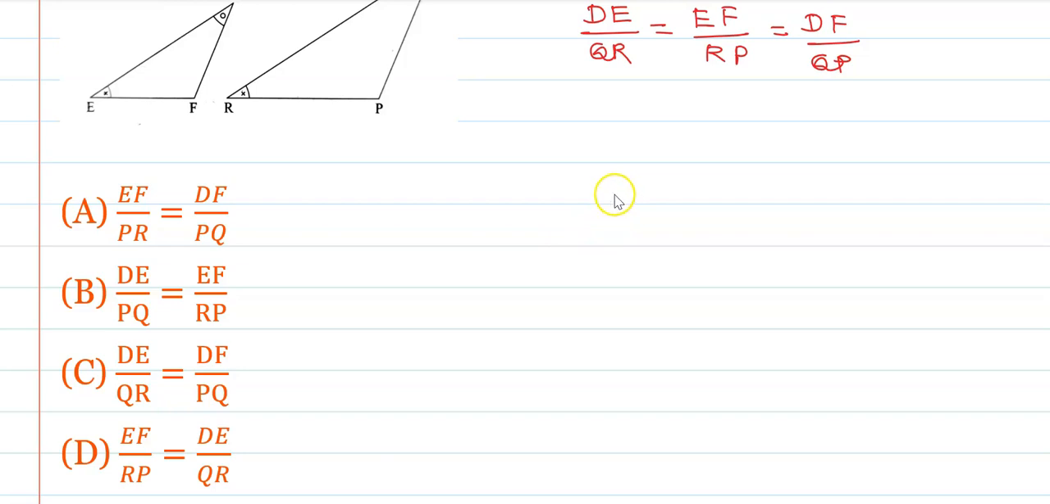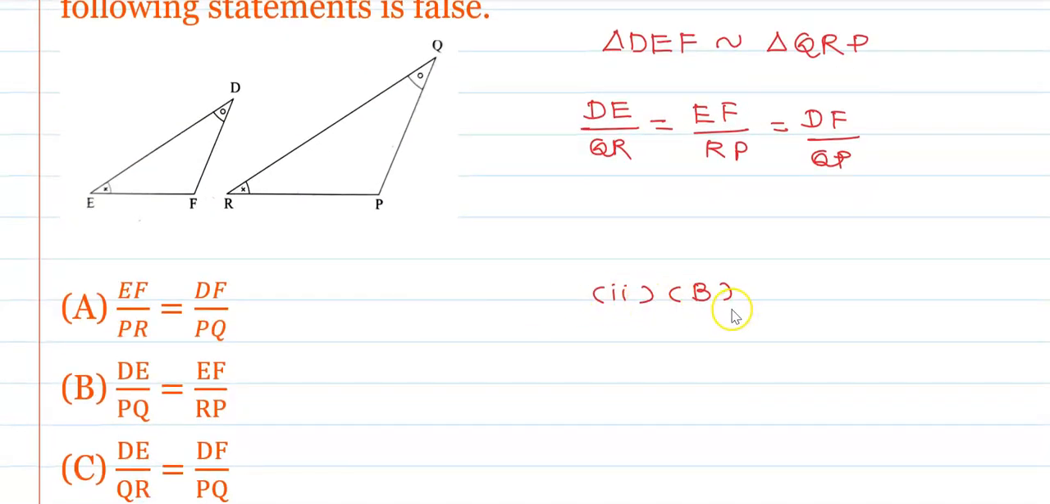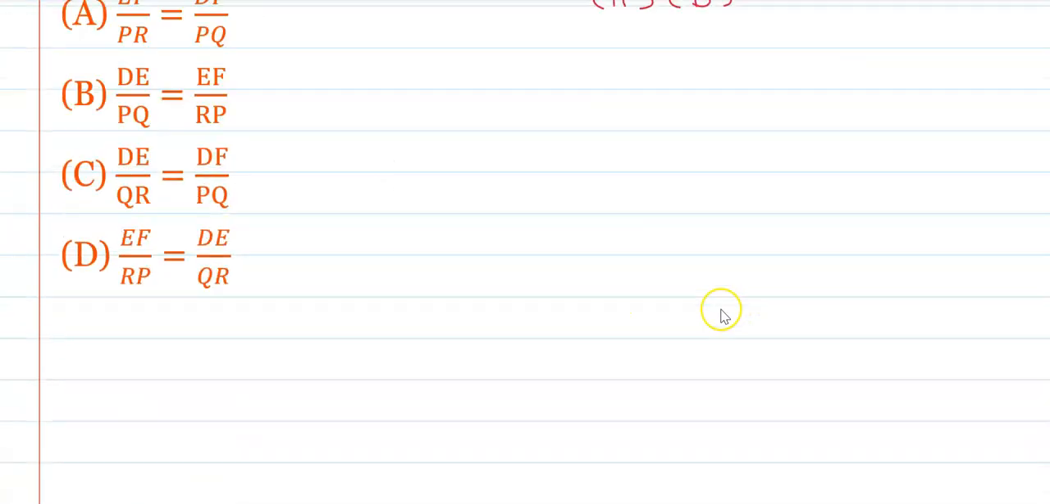Therefore, I will write here: this is the second option, B is correct. What is that? DE upon PQ. Instead of PQ, it should have been QR. EF upon RP is correct here. Therefore, the answer is B. Option B is the correct one.